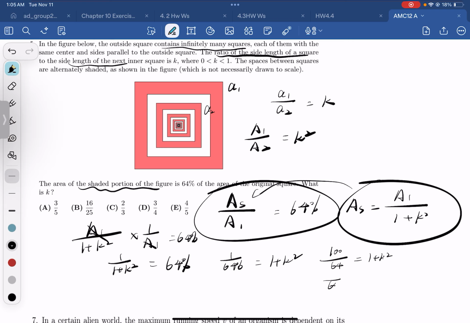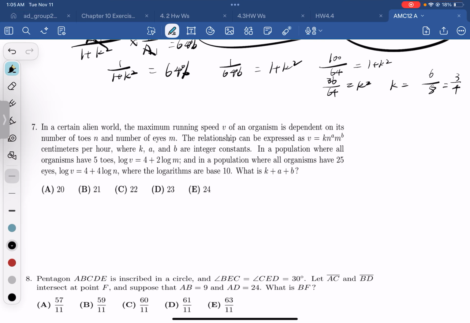Minus 1, 100 minus 64 is 36, so 36 over 64 equals k squared. So k equals 6 over 8. We simplify it, it's 3 over 4. So the answer is D. Alright, let's see the next question.